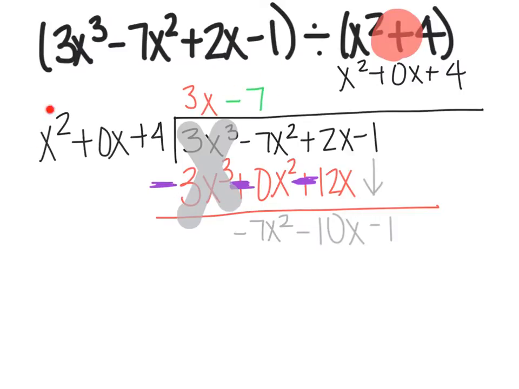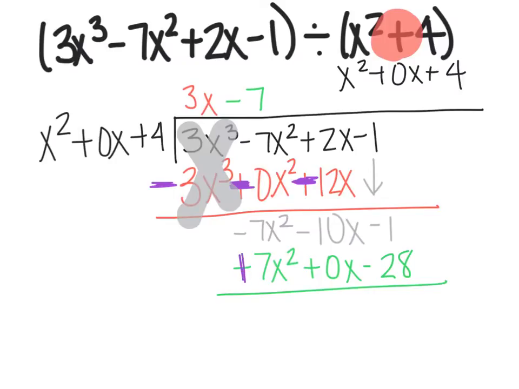I'm going to multiply negative 7 times x squared, which is negative 7x squared. And I'm going to multiply negative 7 times 0x, which is 0x. And I'm going to multiply negative 7 times positive 4, which is negative 28. Since this is a division problem, I do need to switch all of my signs now. So I'm going to again do those in purple. So again, we're paying attention to the purple signs here. So this is going to become a plus, this is going to be a minus, and this one's going to be a plus.